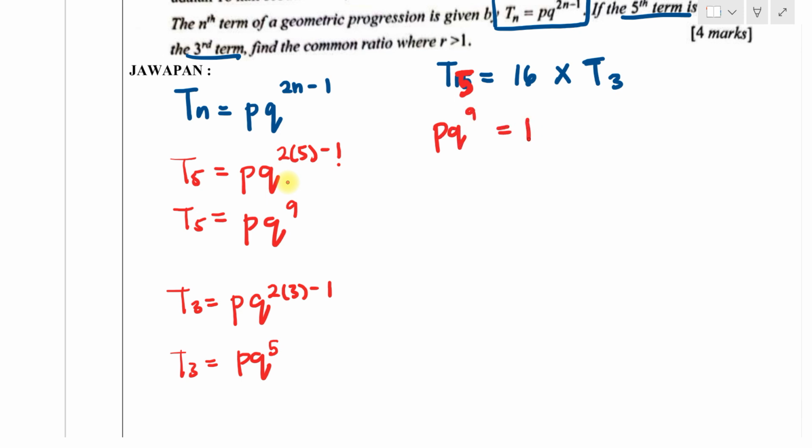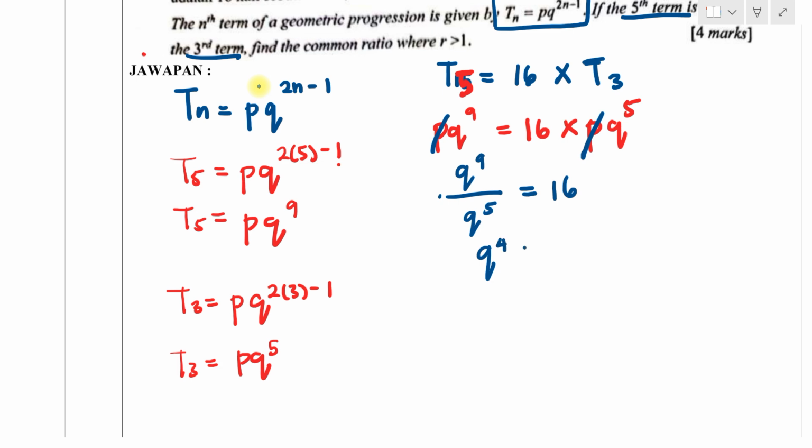PQ⁹ equals 16 times PQ⁵. Since both sides have P and they are multiplying all the terms, we can cancel off the P. So Q⁹ over Q⁵ is equal to 16. So Q⁴ is equal to 16.